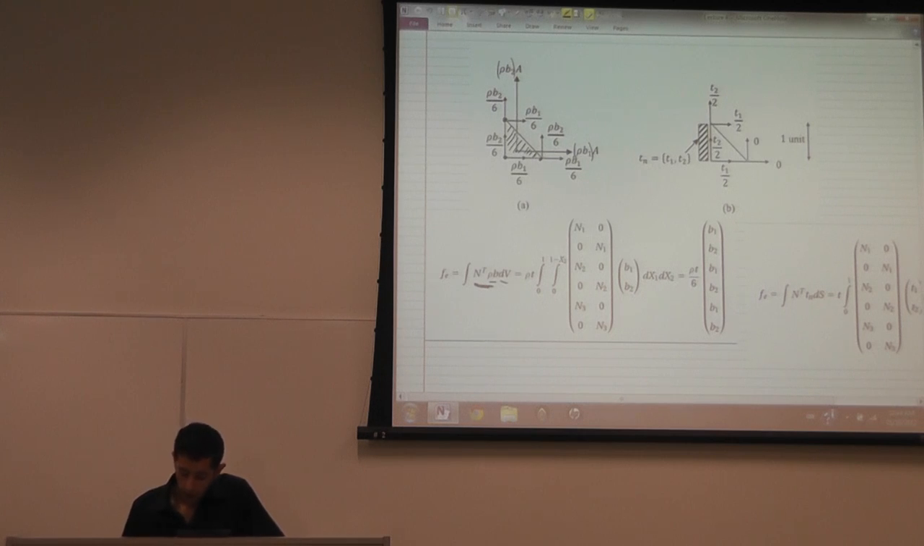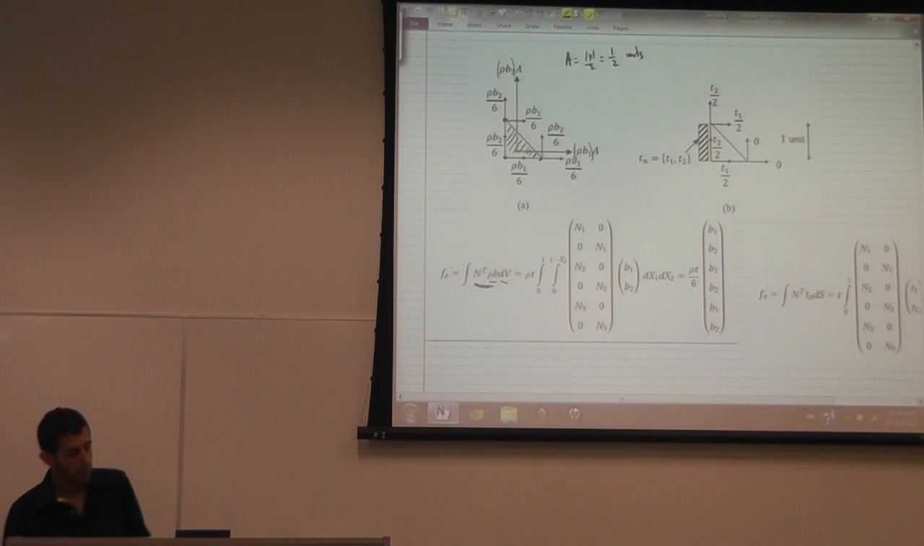And the reason why it's 6 and not 3 is because the area is equal to half. A is equal to 1 by 1 divided by 2, so it's equal to 1 over 2 units. That's why here we have rho B1 over 6, not over 3.